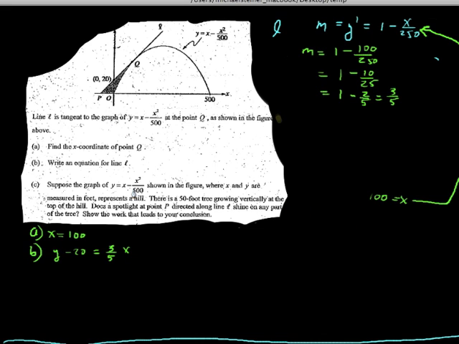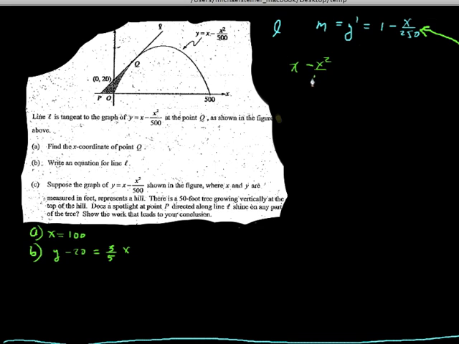So what about C? We want to put a 50-foot tall tree up here. And based on the symmetry of parabolas, we know the vertex right here has got to be at x equals 250. So we're going to put in x equals 250. We're going to evaluate our parabola. So we're going to take x minus x squared over 500, evaluate that at 250, and then add our 50-foot tree there. So there's our parabola. And what about our line?